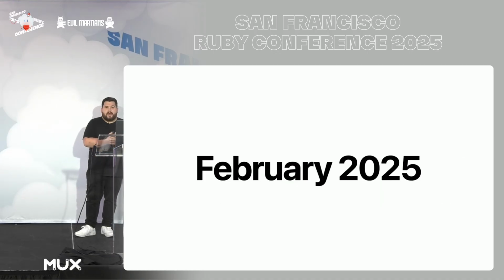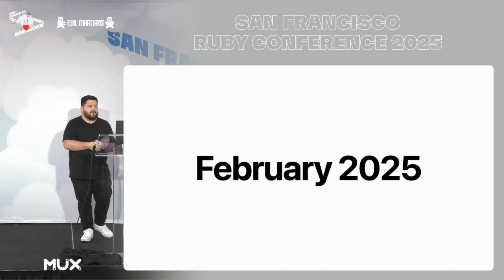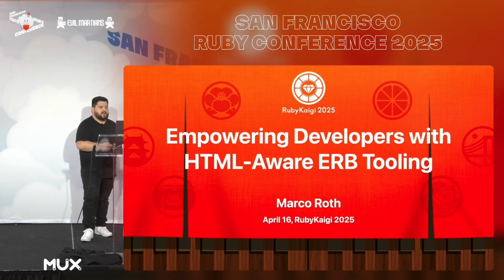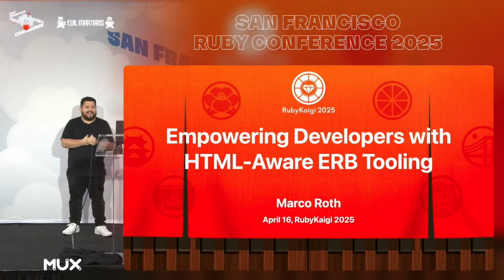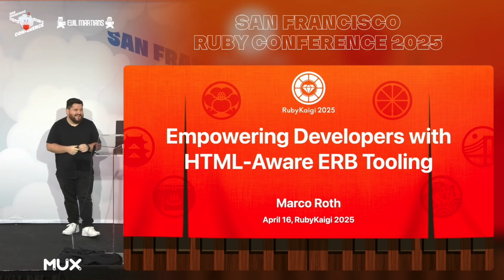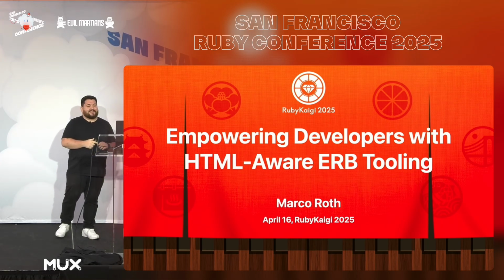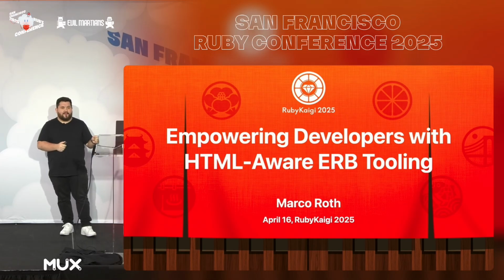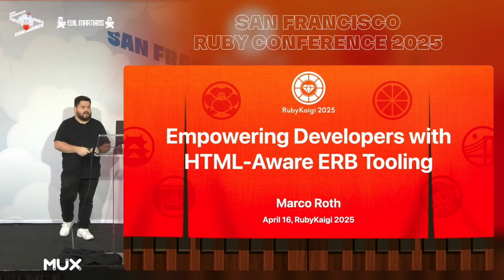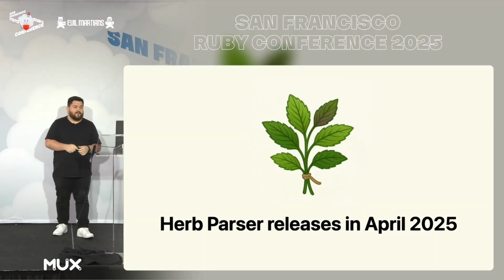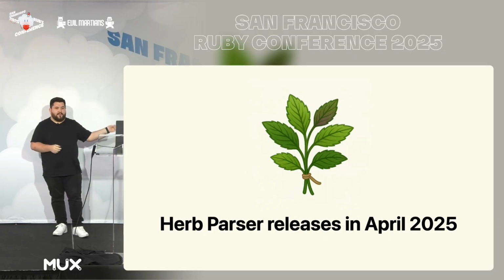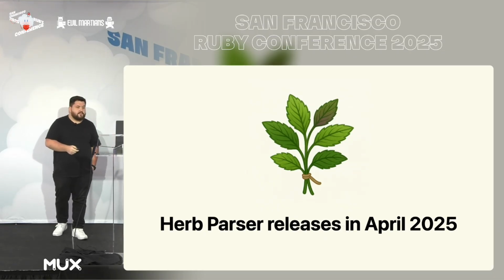So earlier this year, I started working on this after a few years of not doing it, but then I had a reason to do it because I had to give a talk at RubyKaigi. I thought this is a good idea, to set a deadline with a conference, because then you have to get it done in time. And luckily it worked out. The Herb parser was released as part of this talk.